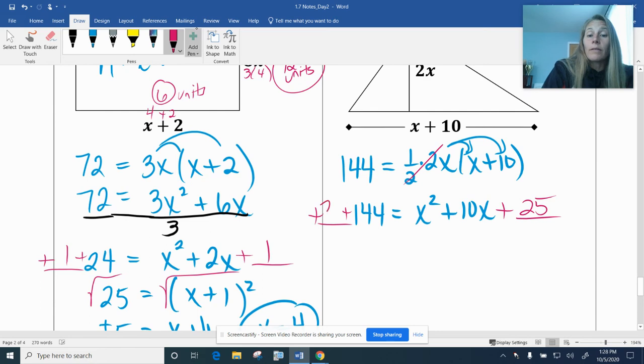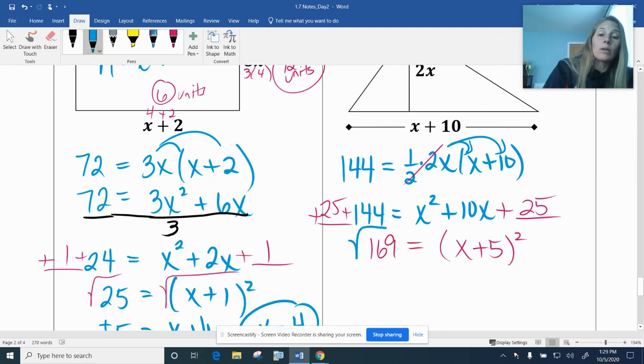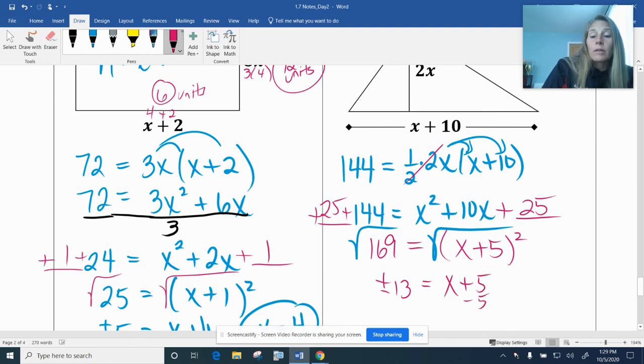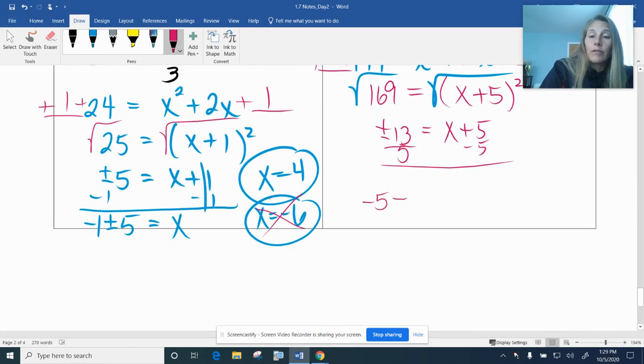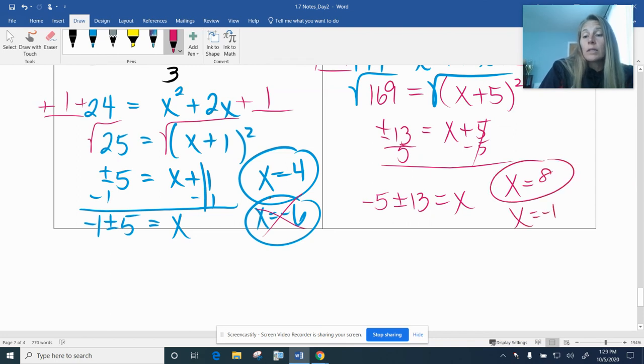Now, if I add a number here, that would make that a perfect square trinomial, and then I could factor it. Half of 10 is 5. 5 squared is 25. So now I can write x plus 5 squared. Over here, I combine those, I get 169, and now I can solve using my square roots. Plus or minus 13 equals x plus 5. Subtract 5. So I have -5 plus or minus 13 for my two x's, which work out to be -5 plus 13 is +8, and -5 minus 13 is -18.